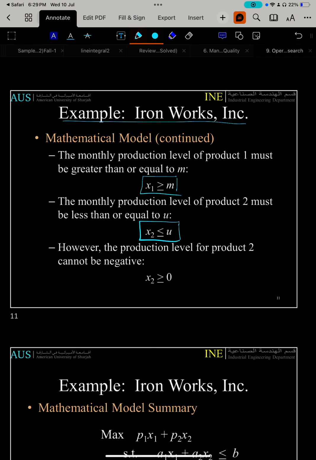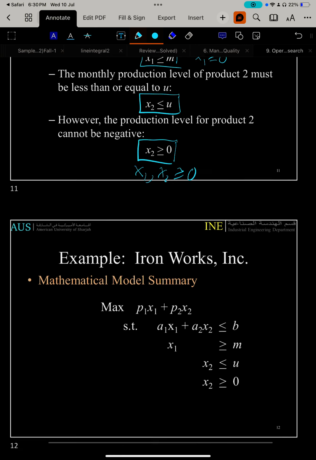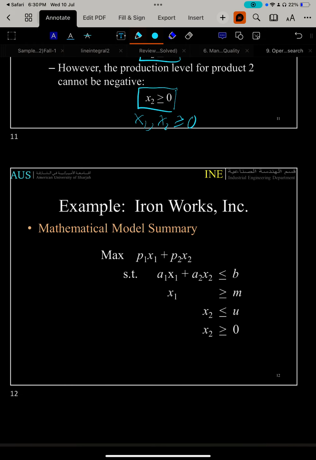However, the production level for product 2 also cannot be negative, nor can x1. But since we say x1 is bigger than M, this is already included. And x2 cannot be negative either; we cannot have negative products, so x1, x2 are bigger than or equal to 0. It can be 0 but cannot be negative. And so now we have our mathematical model.